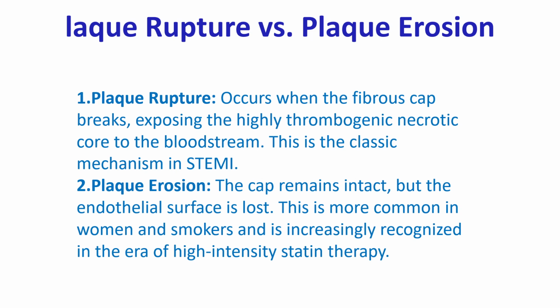Plaque rupture versus plaque erosion. It is important to distinguish between two primary mechanisms of coronary thrombosis. Plaque rupture occurs when the fibrous cap breaks, exposing the highly thrombogenic necrotic material to the bloodstream. This is the classic mechanism of ST elevation myocardial infarction.